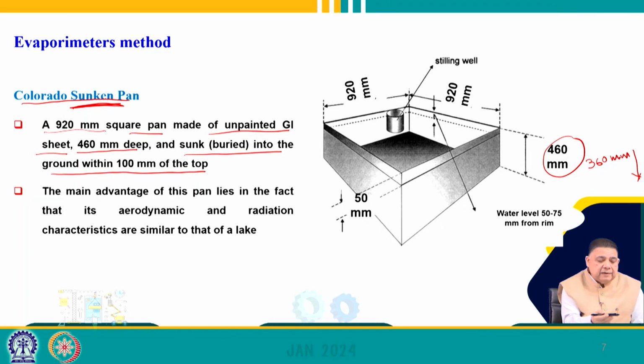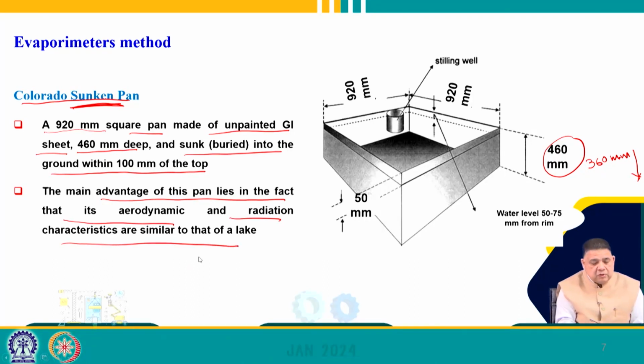So, there is a reason behind this name of sunken pan, because it is sunk in the ground. The main advantage of this pan lies in the fact that its aerodynamic and radiation characteristics are similar to those of a lake. As we have seen from the factors affecting evaporation, it is the wind as well as the temperature, both air and water, that affect evaporation at a place. Because the pan is buried in the ground, that helps maintain aerodynamic and radiation characteristics.